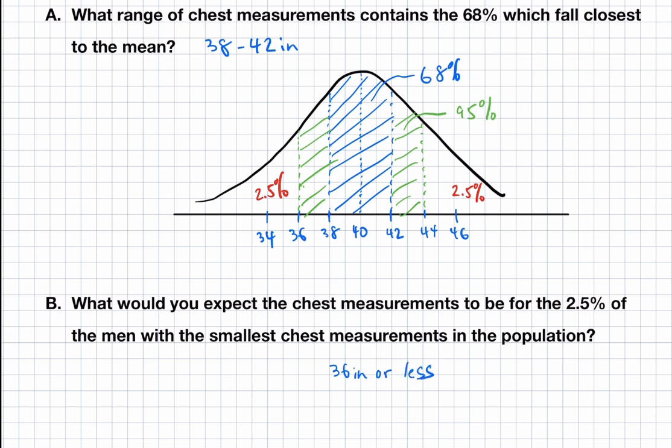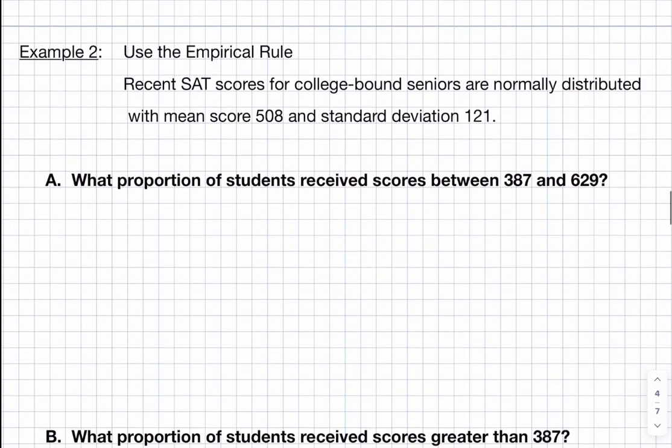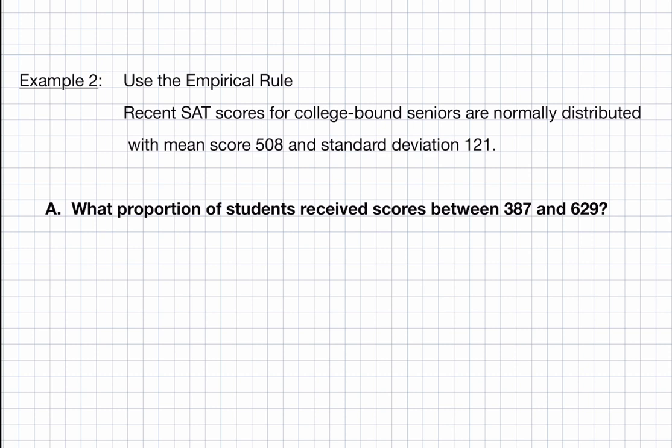Okay. All right, so let's go ahead and move on to example 2. All right, so we're told that in a recent SAT scores for college-bound seniors are normally distributed with a mean score of 508 and a standard deviation of 121. So the question here is, what proportion of students received scores between 387 and 629? Okay, so what proportion of the students?